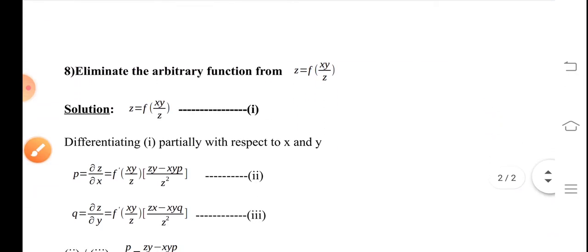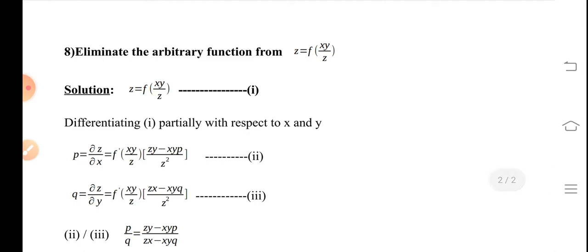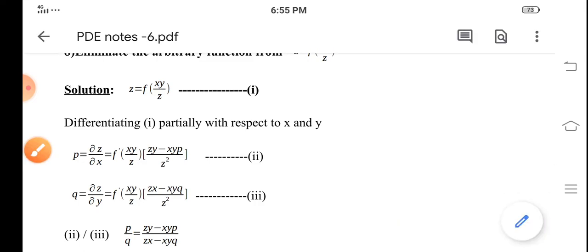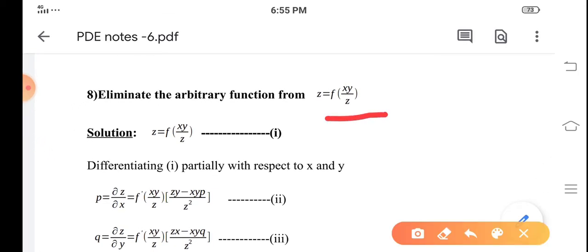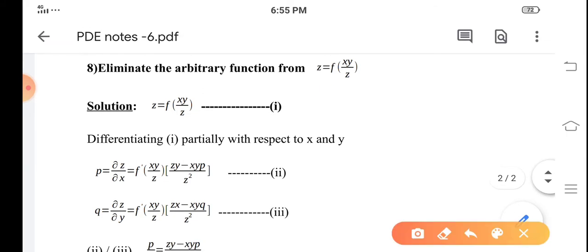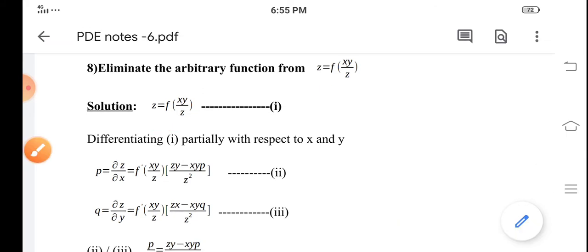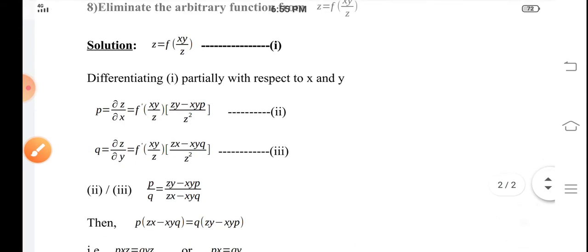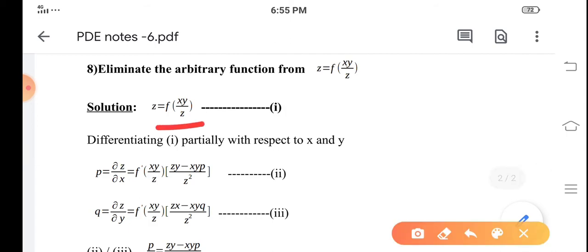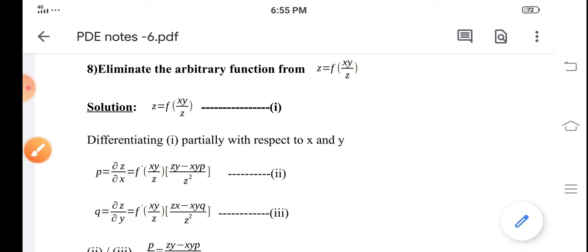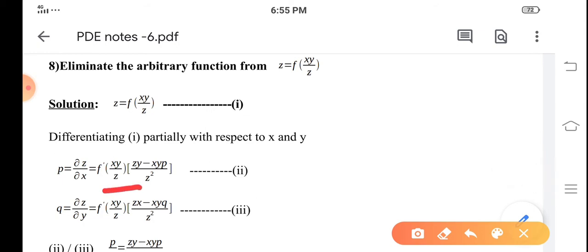Now let us solve the next problem. Eliminate the arbitrary function from z is equal to f of xy divided by z. Now we take the given relation as equation 1. Differentiate equation 1 partially with respect to x. We obtain p is equal to dou z by dou x. Here the partial derivative of f of xy by z with respect to x will be f dash of xy by z into the partial derivative of xy by z with respect to x.